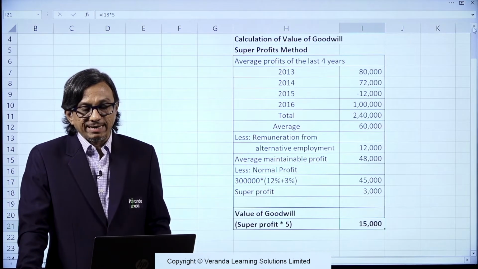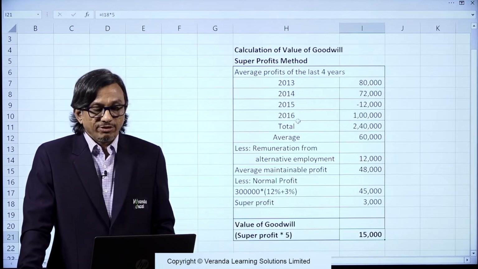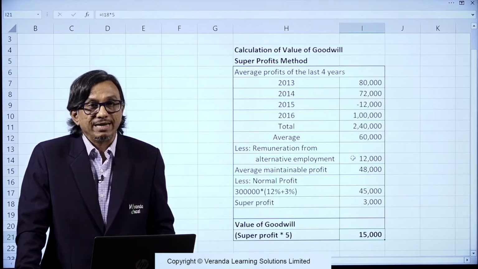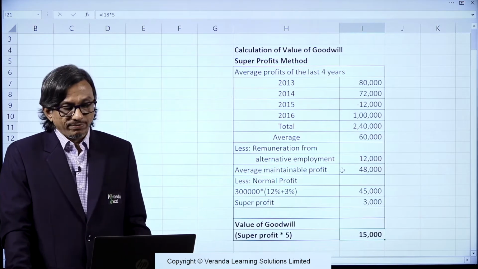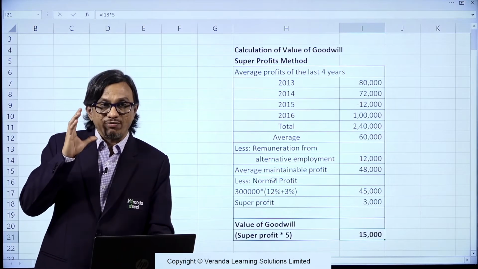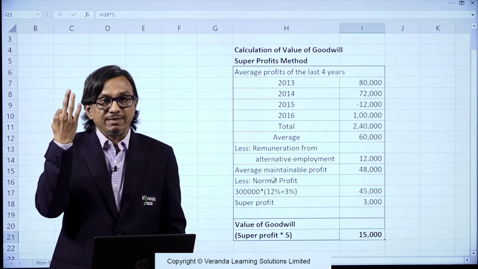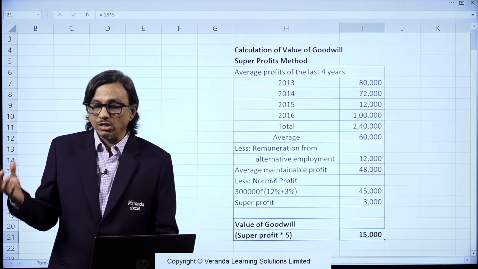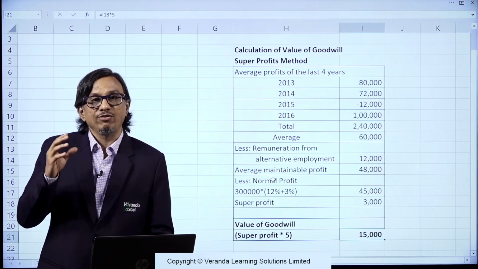So, friends, as I keep telling you, it's a very simple problem. First, find the average profit, which is 60,000. Deduct the opportunity loss, 12,000, which he will not get from the employment in future. So, he is expecting to earn a profit of 48,000 from this business. But normally, the investment in this business will fetch him a return of 45,000 rupees only. So, by investing in this business, he is getting an additional profit of 3,000. That is known as super profit, which you have to multiply by the number of years of purchase. What is given in the problem is 5 years. Multiply the super profit by 5. You get the value of goodwill, 15,000 rupees.